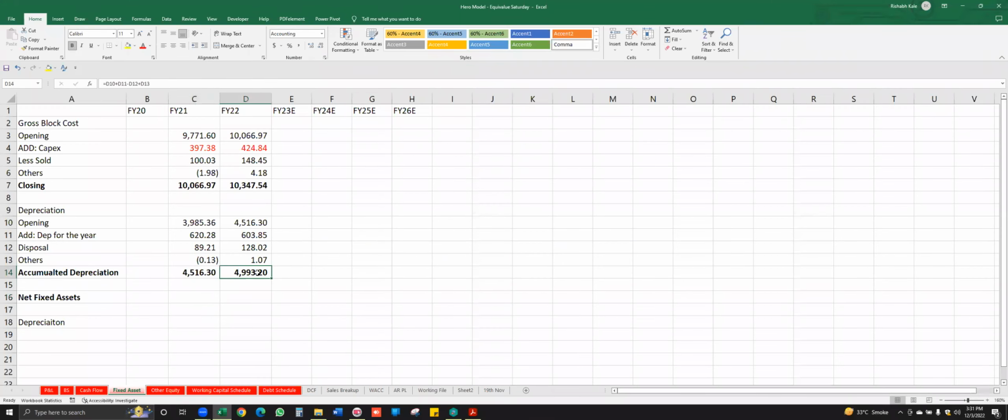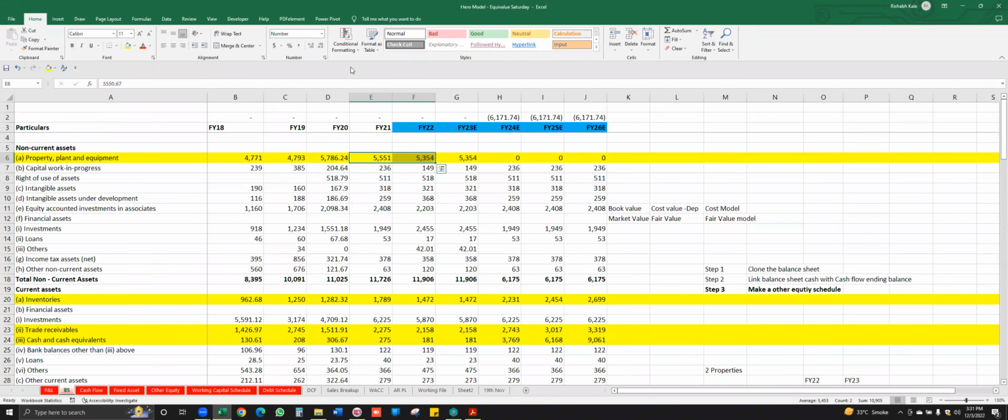This should tally, okay, means you have done this properly. Now your net fixed asset is what? Closing minus accumulated depreciation. See, it should tally 550. It's tallying with your balance sheet.